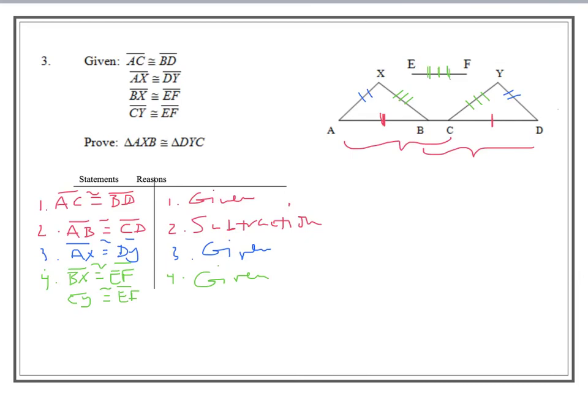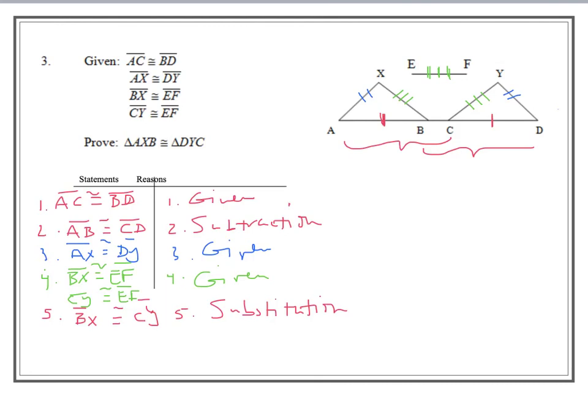Why would we tell you that information? EF is not part of either triangle. Think of your theorems. What does that tell you and why? Hopefully you understand. It tells us that line segment BX is congruent to line segment CY because of substitution. Or you could also put segments congruent to the same segment are congruent.